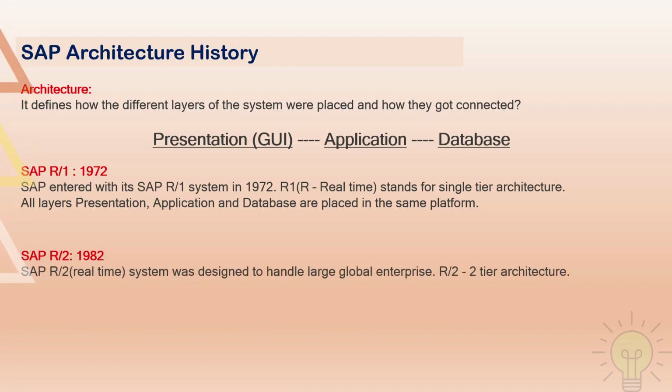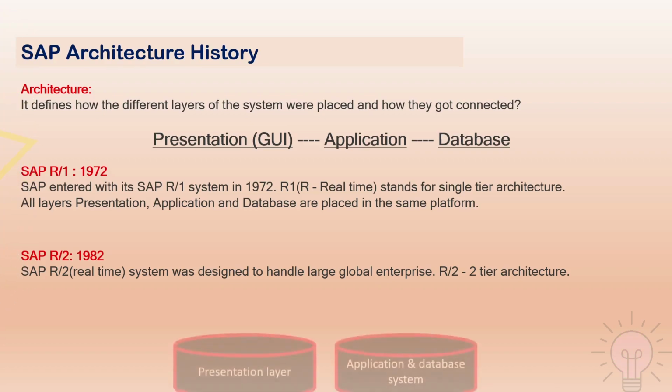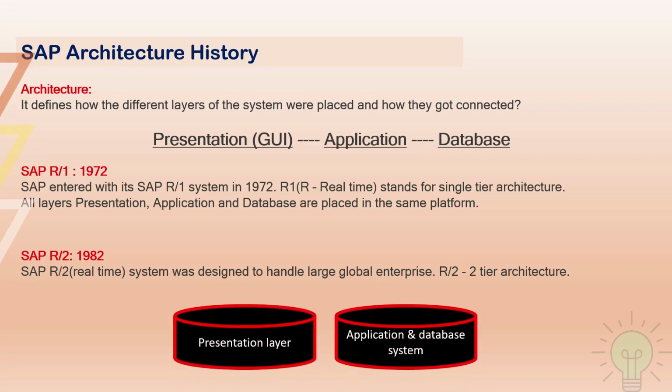If I look at R2, in 1982 SAP released R2, where they gave a dedicated platform for the presentation, but the application and databases were still on the same platform. If you see the bottom side of the picture, this is the animated picture for R2, where we have the presentation layer segregated from the application and database system. So next is my R3.